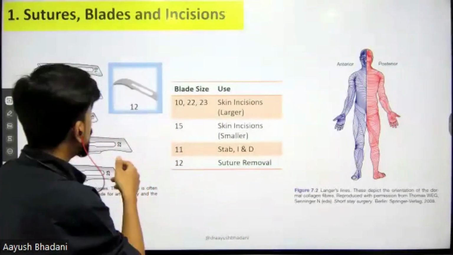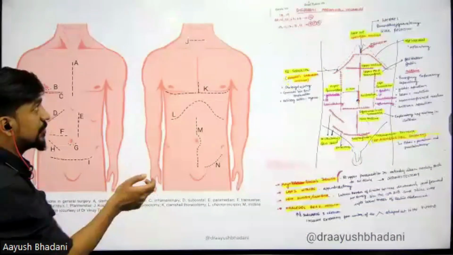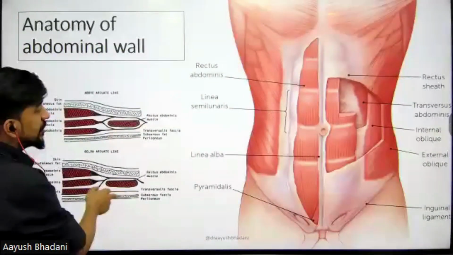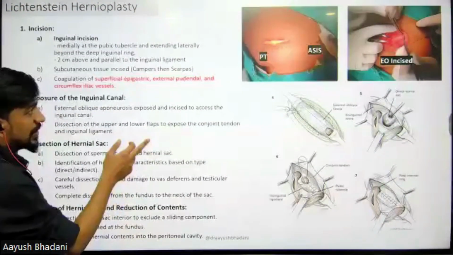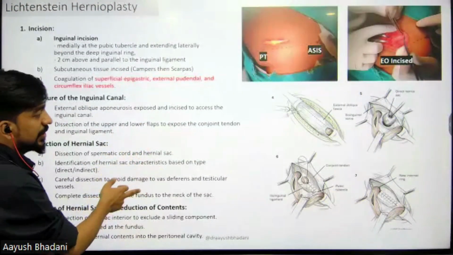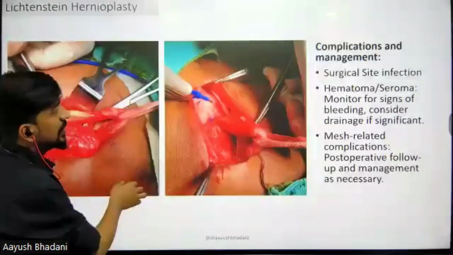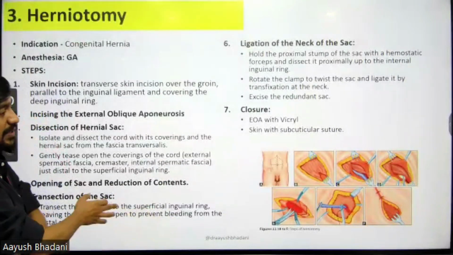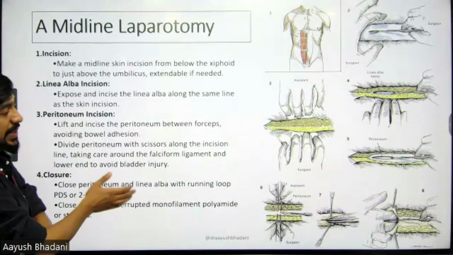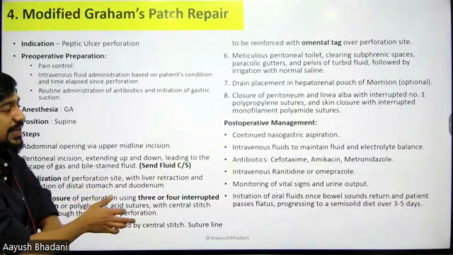So we have the sutures, blades, and incisions. We have the sutures. I'll share the PDF with you. We have the different abdominal incisions. We have the Lichtenstein Hernioplasty. Important to remember the various layers which we have cut in, how we took care about the mesh. Then we have the Herniotomy, something very simple, not going to repeat. We have a midline laparotomy as to how do we access the abdomen. We have a modified Graham's patch.